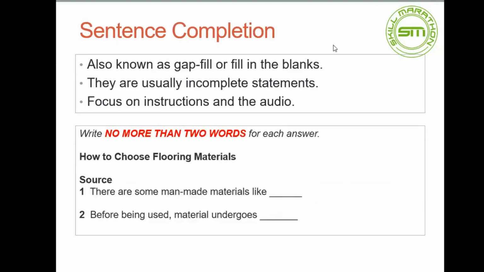Okay. Sentence completion is nothing but incomplete sentences, individual sentences where you have to fill in the blanks, or this is like a gap fill question type. Again, you have instructions and you have to read the instructions, understand the instructions, and follow the audio clip. Remember, if in the audio clip the answer is in plural form, please write it in the plural form. If it is in singular, write it in the singular form. Do not change the format of the words you listen to in the audio clip. Write it as it is.